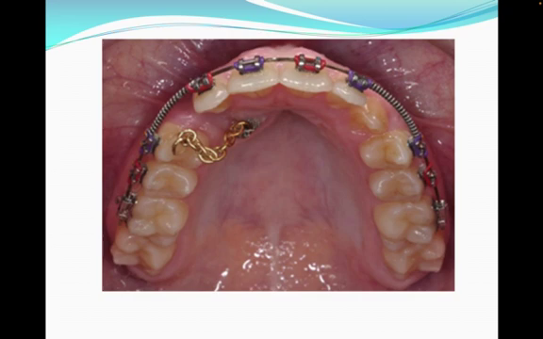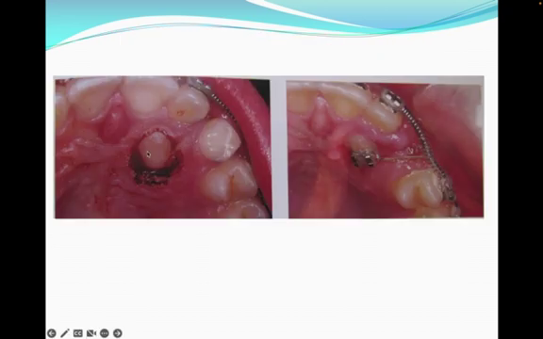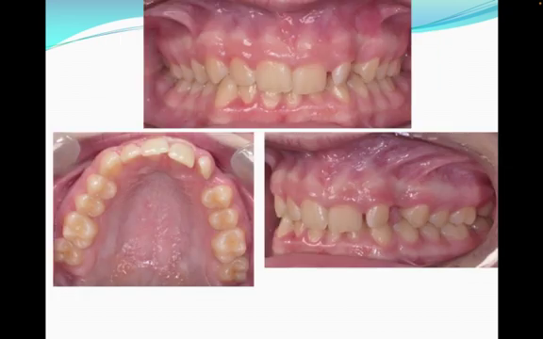Now, the disadvantage of the open exposure is that the gingiva might cover the tooth again and you need to expose the tooth again. While the disadvantage of the gold chain or the closed exposure is that this gold chain can be debonded and then you have to do the surgery again. So there's no one better than the other. Both of the techniques are good. It just depends on what the surgeon or the orthodontist is comfortable working with.